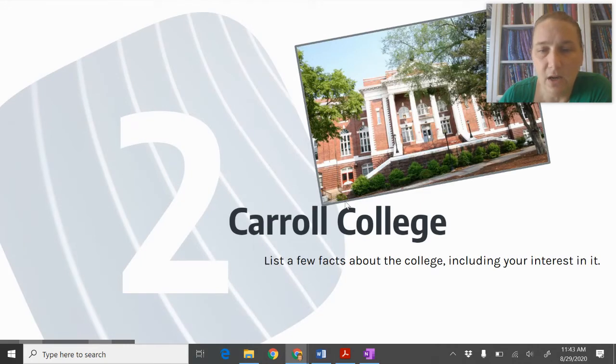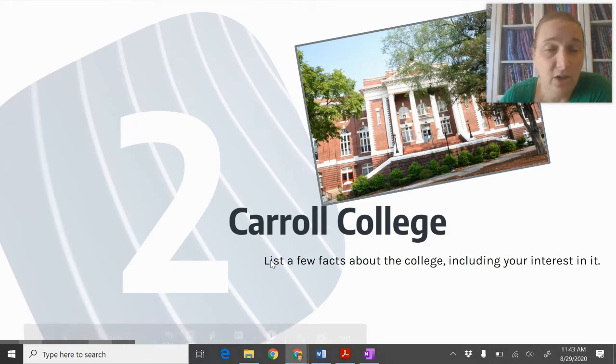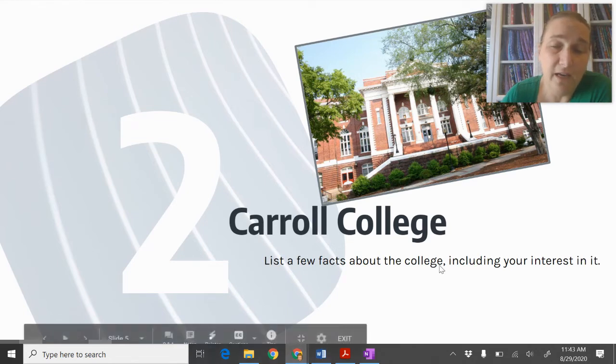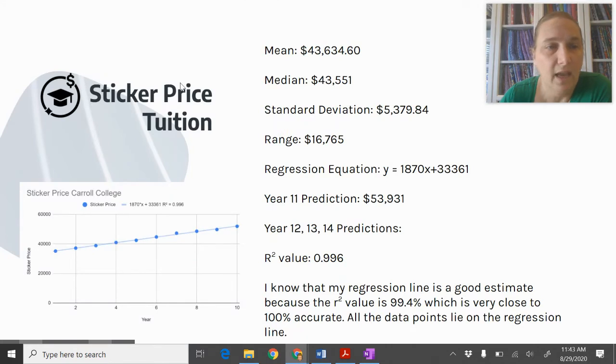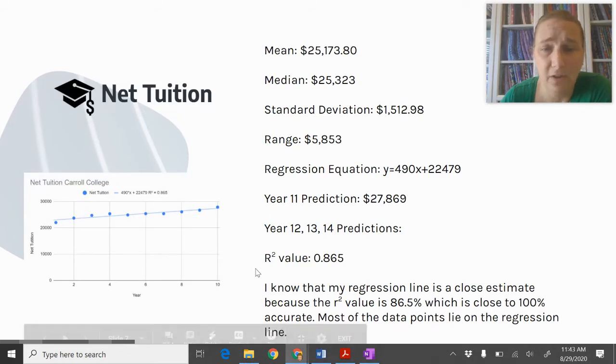And then I have a second college. So this was another college I actually got into, little tiny college in Montana. This one, and then I would do the same thing. I've got a picture of it, I've got some data, I've got some facts about it, and why I'm interested in going there. And then I've calculated the same thing. All of my statistical calculations, I wouldn't be getting an A because I didn't do my year 12, 13, and 14 predictions, so I should have done that. And then I've got my graph with my data displayed nicely there. And then same exact thing for the net tuition.